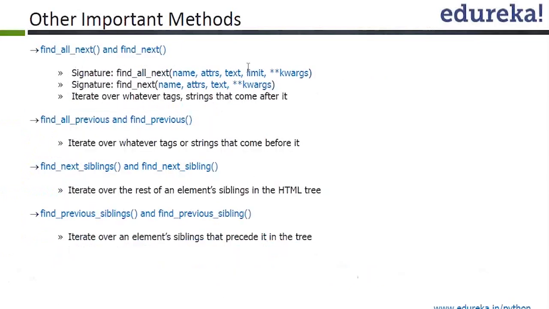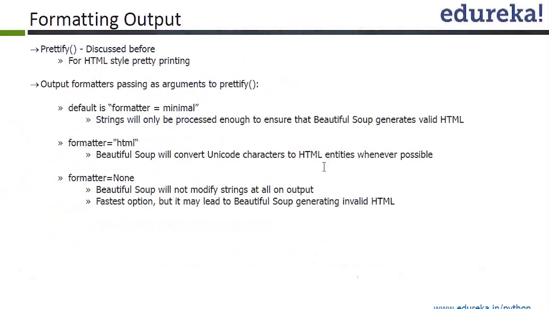Some other important methods are find all next and find next as well. Find all next will find everything starting from that point, all the next values. Find next will find you the immediate next value. Find all previous, find previous, find next sibling, and find previous sibling, find previous siblings. So you see the subtle difference, and go by it literally: find next siblings and find next sibling, find previous siblings and find previous sibling. That's how you'll be able to iterate through the data back and forth.